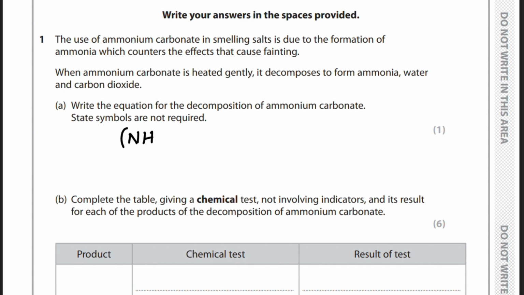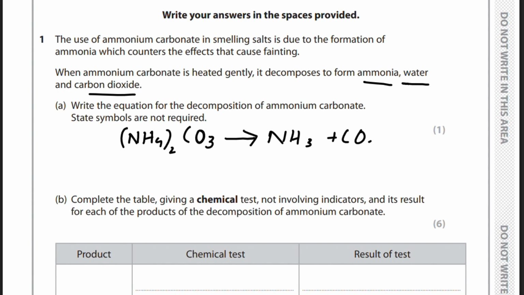Here they have given you the reactant as well as the products, so you just need to write a balanced chemical equation. Ammonium carbonate decomposes to form ammonia, water, and carbon dioxide. So you need to write the ammonia gas, carbon dioxide, and water. You don't need to write the state symbols as they have not mentioned them; it's not required. So just balance this equation.